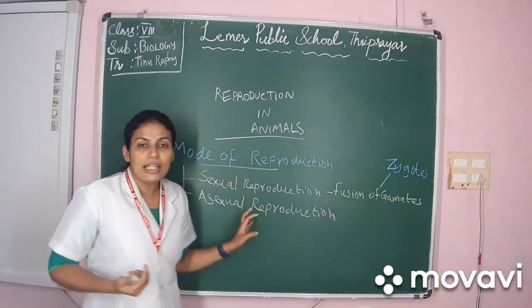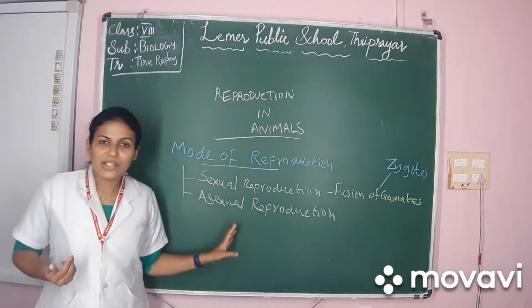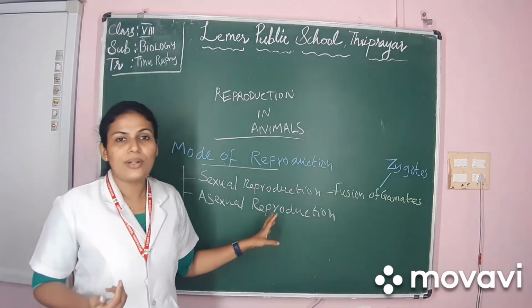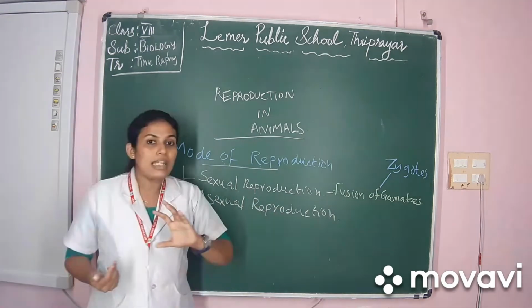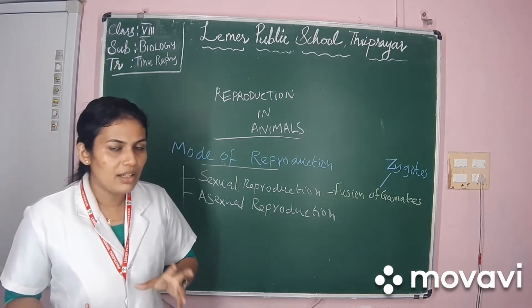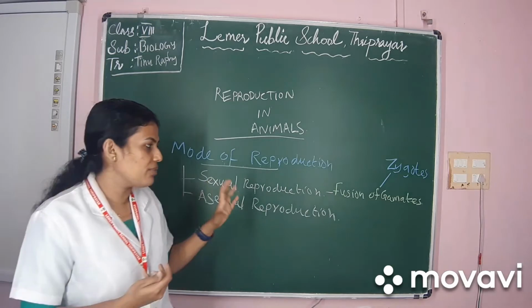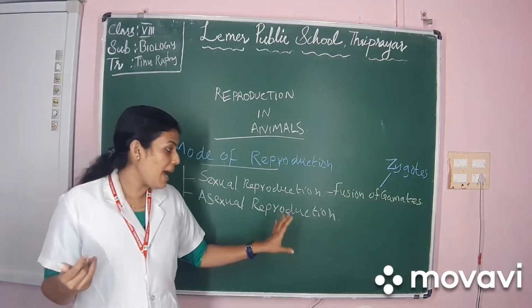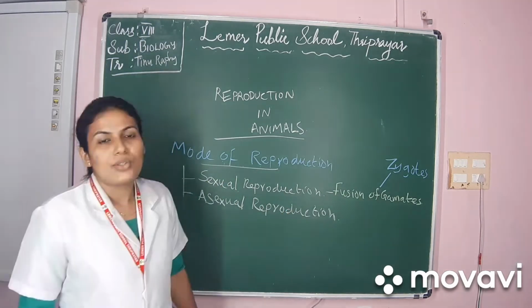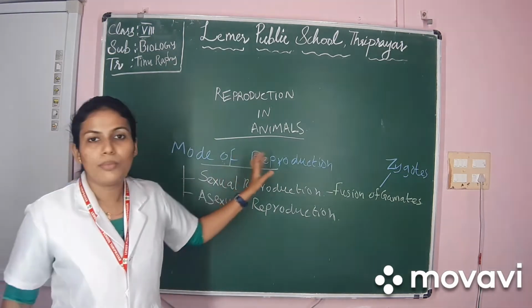Now, the second mode of reproduction is asexual reproduction. In asexual reproduction, a single parent is involved in the production of the young ones. Hence, the young ones or offspring will be the exact copy of the parent. Gamete fusion is absent in asexual reproduction. So dear children, I hope you understood about the modes of reproduction.